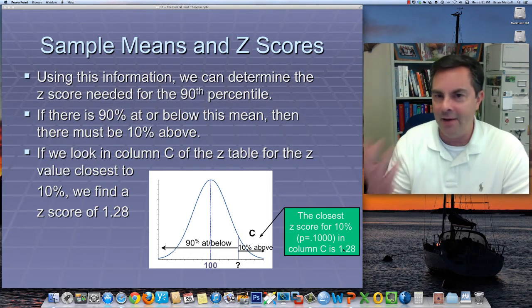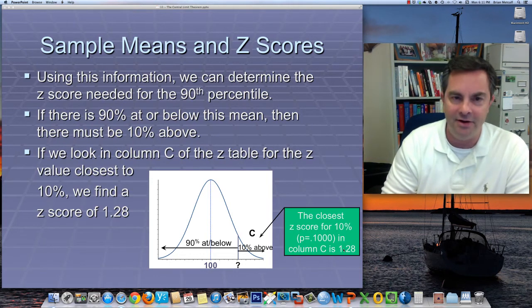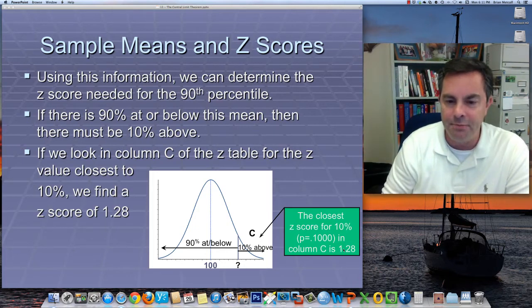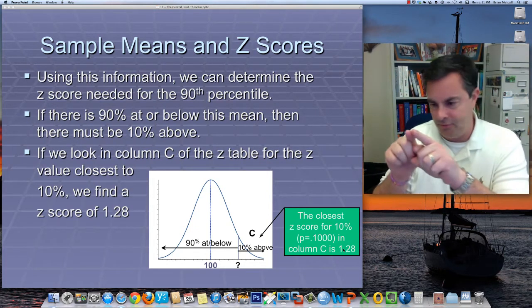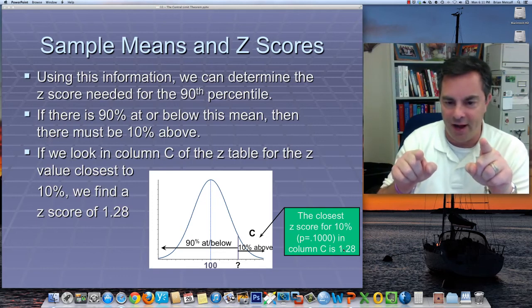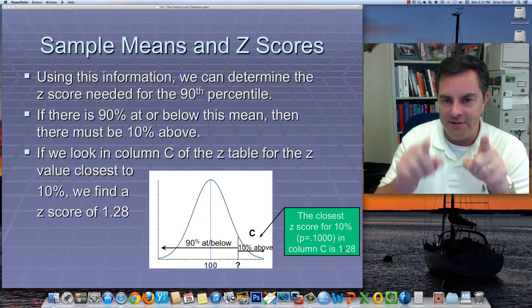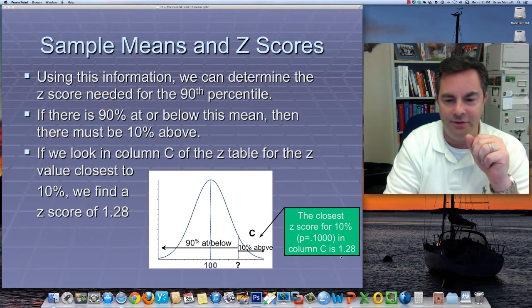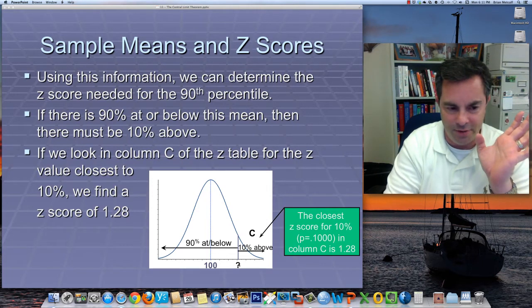So if you dig out your table and do that right now, pause this and dig out a z-score table and look in column C for the value closest to 0.1, and then go over with your finger and look in the first column, and that's the z-score. That z-score that's closest, I looked up, it's 1.28. So the closest z-score is 1.28.